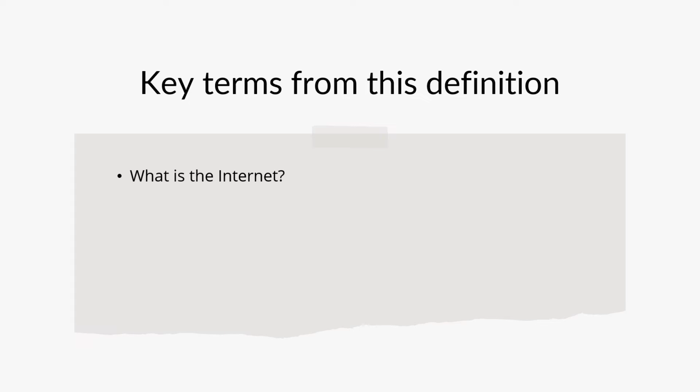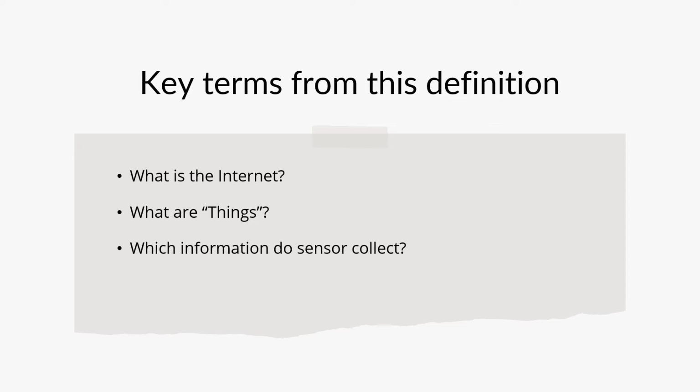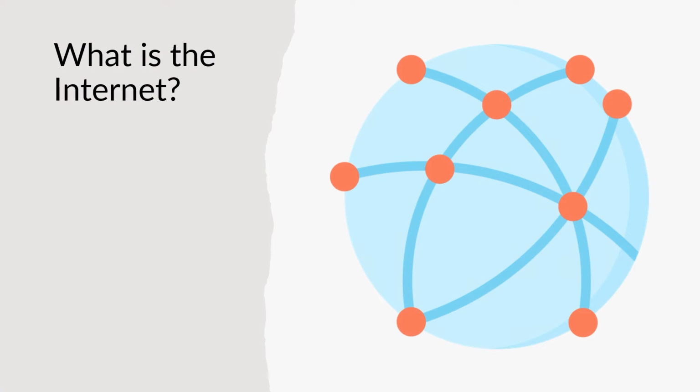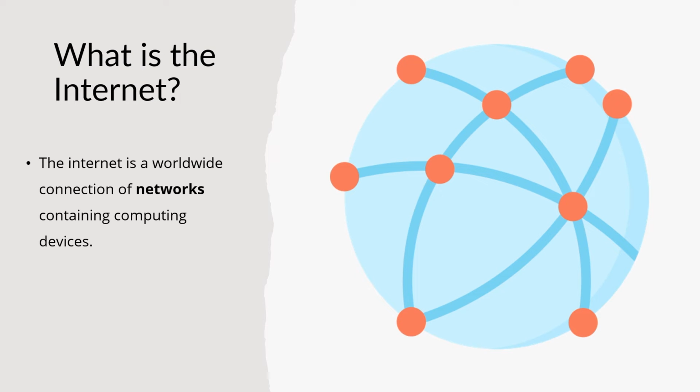First of all, what is the internet? What are things? Then, which information do sensors collect? So let's start off by talking about the internet. The internet is a worldwide connection of networks containing computing devices. A very good example of this would be your home network. Your home network could contain your personal computer, your Wi-Fi printer, and then maybe your smartphone.